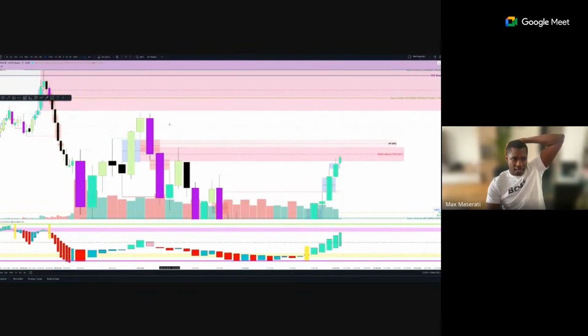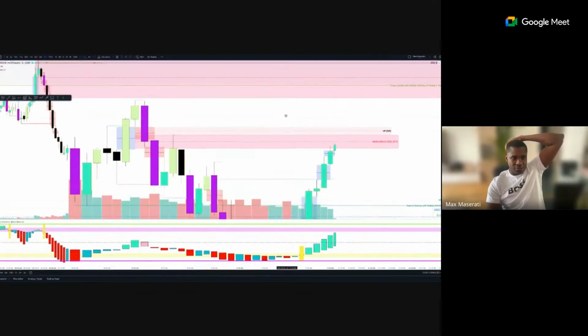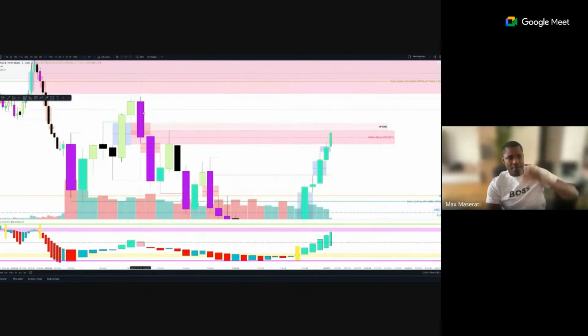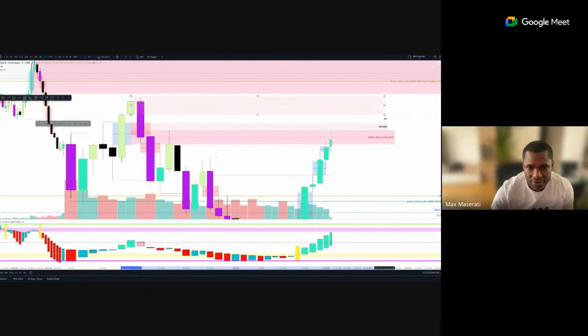But at least we want a nice reaction from this level because we have an MM external block here on the 5 minutes. So this is the way I read price. But we don't know.